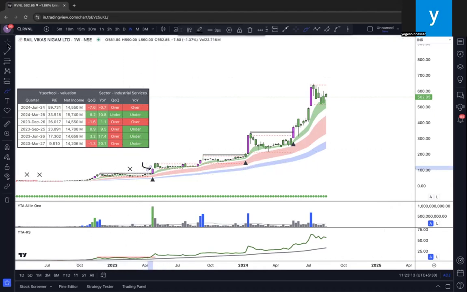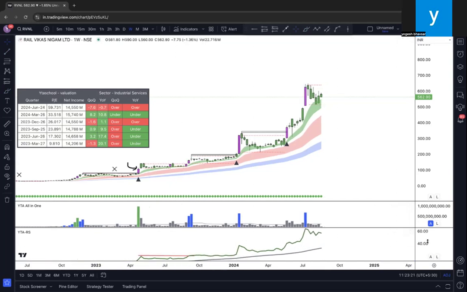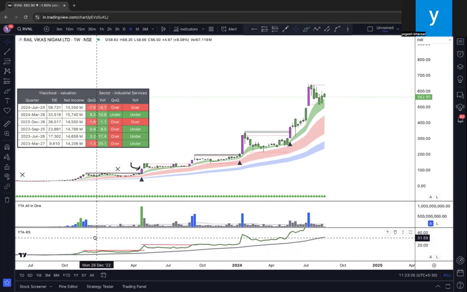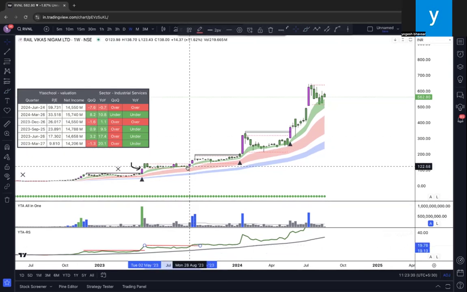Okay. Now what happens? This high becomes my another trend high. Let me put it more up so that you all can see. Yeah. What will I do? Again, it went sideways.